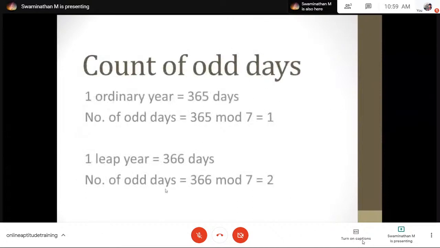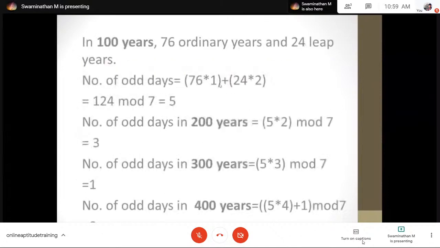So 76 ordinary years and 24 leap years. The sum I'm getting is 124. Again, I'm doing mod 7. I get 5. So the number of odd days in 100 years is 5. You need not derive this every time. If you remember this, you can use it. Even if you forget, this is how you can derive it.